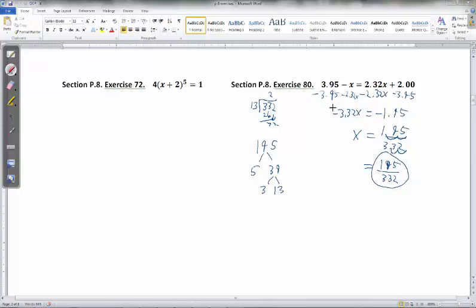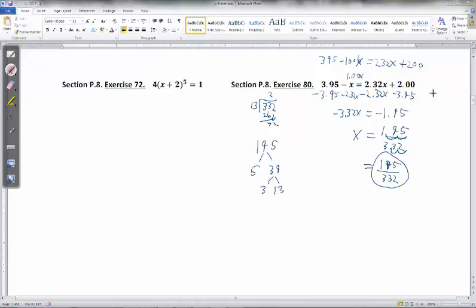If you want to clear decimals at the beginning, basically do the same thing we did here. You just have to move the decimal point over. Tricky part is that this is 1.00x. So you just have to remember that. So this would become 395 minus 100x equals 232x plus 200.